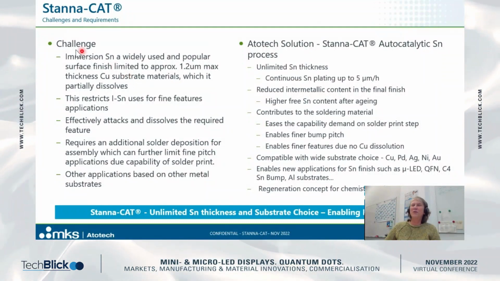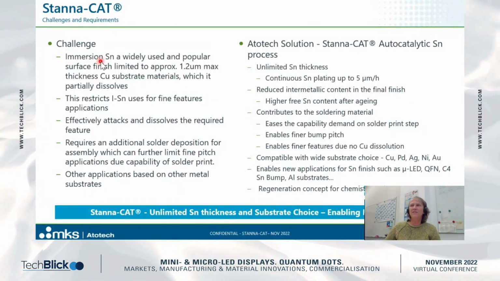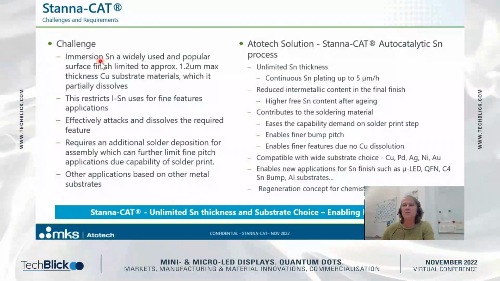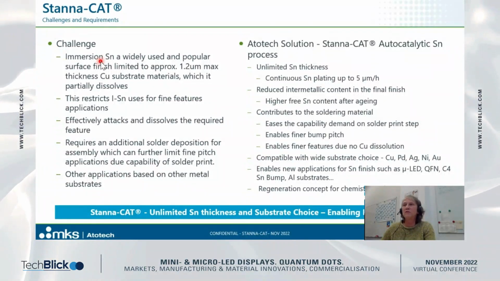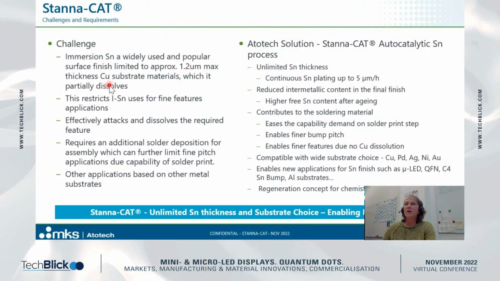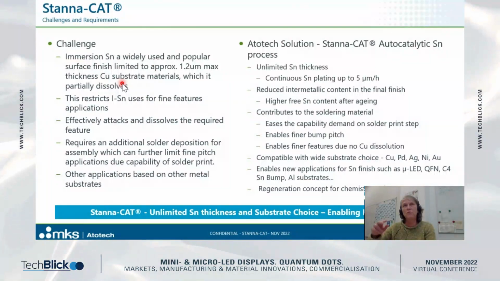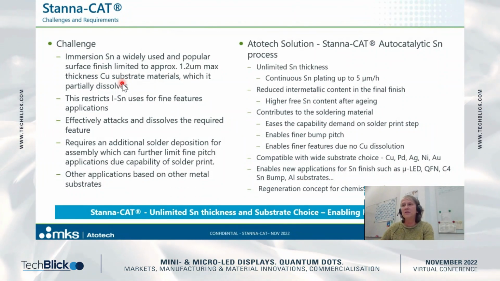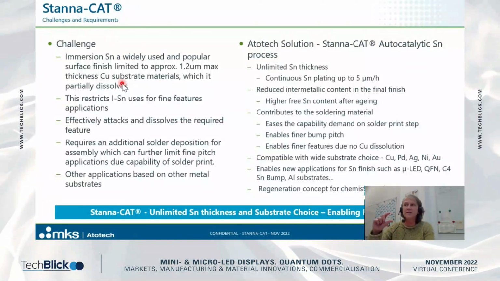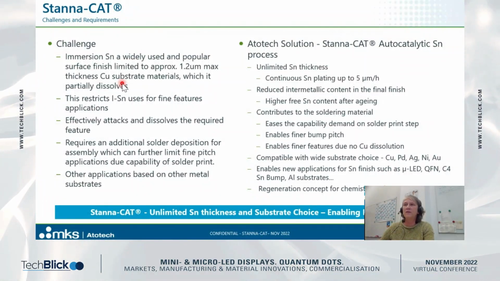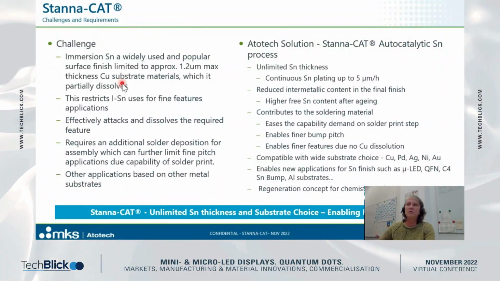So the tin layers are a widely used finish in the PCB industry, and immersion tin is widely used, in particular in automotive. It has good reliability, good solder joint reliability, good solderability. Nevertheless, there are certain limitations because it's an immersion process or a replacement process. We have to dissolve the copper of the copper tracks to deposit the tin. We have a certain limitation in thickness because the thicker the tin layer gets, the less copper can be dissolved. And with that, you have a limitation of about 1 to 1.2 micron that you can deposit.